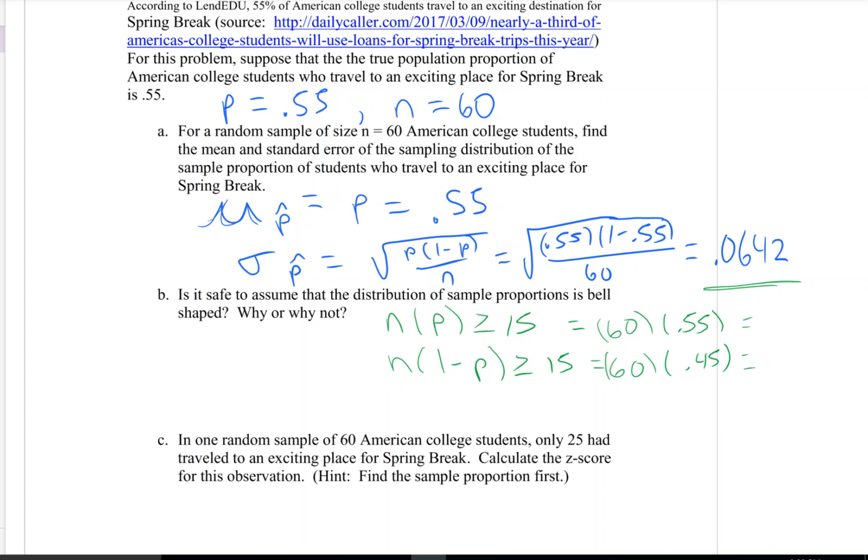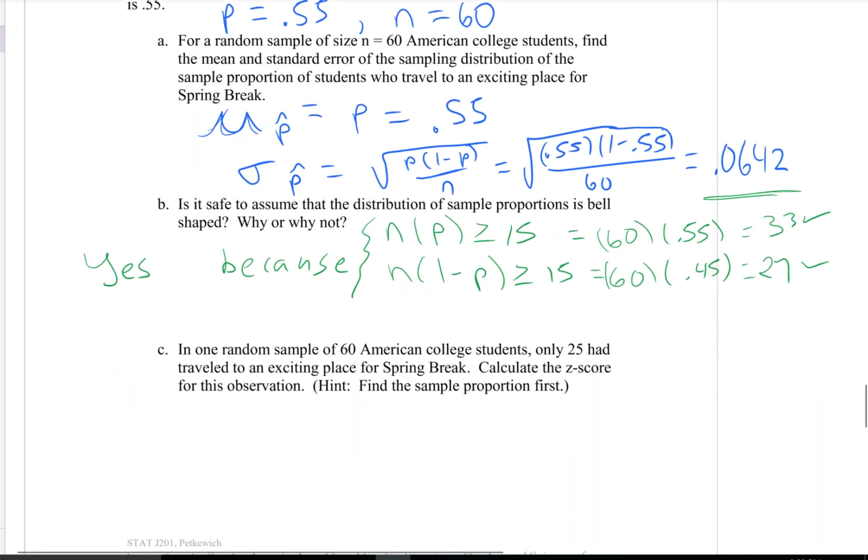Okay, so this is 33, and this is 27. Those are both at least 15, so that checks out. So I'm going to say, yes, it is bell-shaped. For the sampling distribution of the sample proportion, our rule of thumb is that if n times p and n times 1 minus p are both at least 15, then we have a bell-shaped distribution for the distribution of sample proportions.